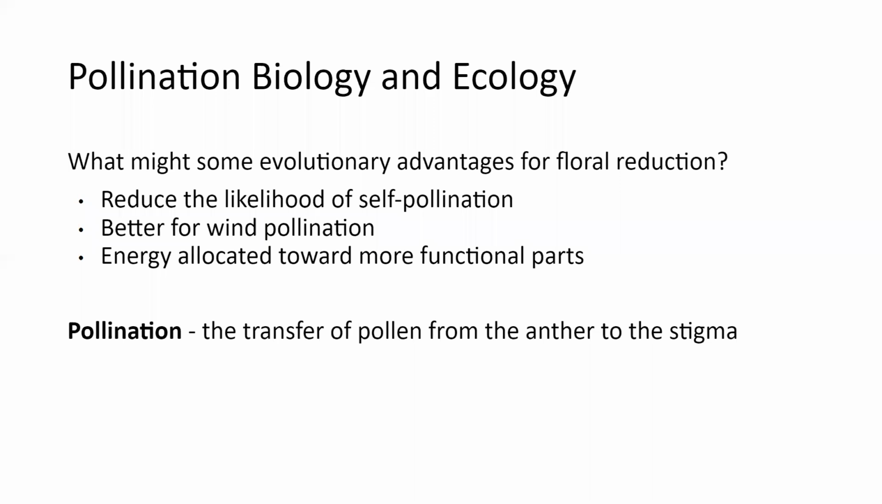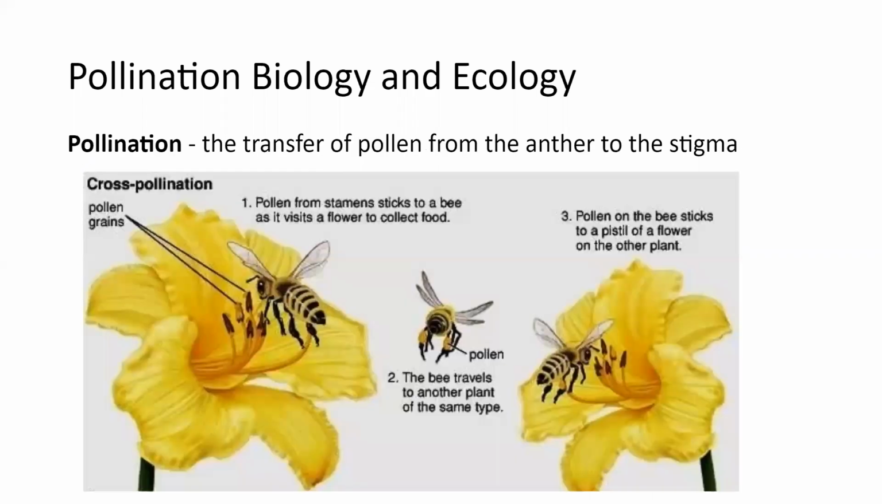And so when we're talking about pollination, before we jump into a little bit more, what we're talking about is the transfer of pollen from the anther, where it's produced on the male part of the plant, part of the stamen, to the stigma, which is the top of the carpel, which collects pollen. And so here's a basic diagram of pollination happening in one of your classic flowers.